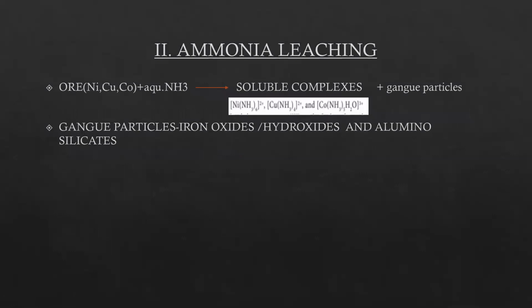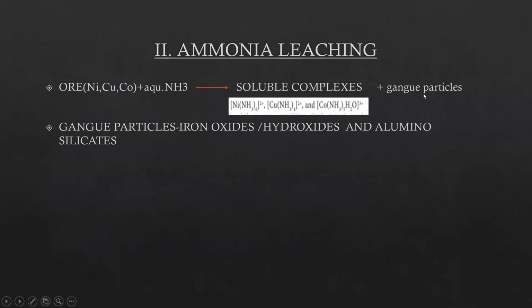So next method is ammonia leaching. So this method is applicable for nickel, copper and the cobalt ore. So in this method we are mixing that ore with that aqueous ammonia. So both are reacting with each other. Then finally we are getting the soluble complexes. Nickel reacts with ammonia. We are getting the nickel ammonia complex. Copper reacts with ammonia. We are getting the copper ammonia complex. Then cobalt reacts with the ammonia. We are getting the cobalt ammonia complex.